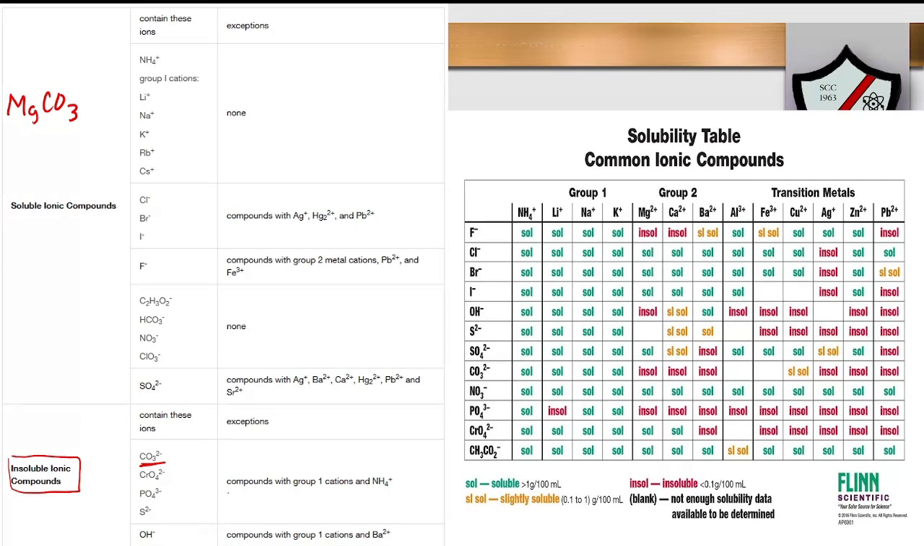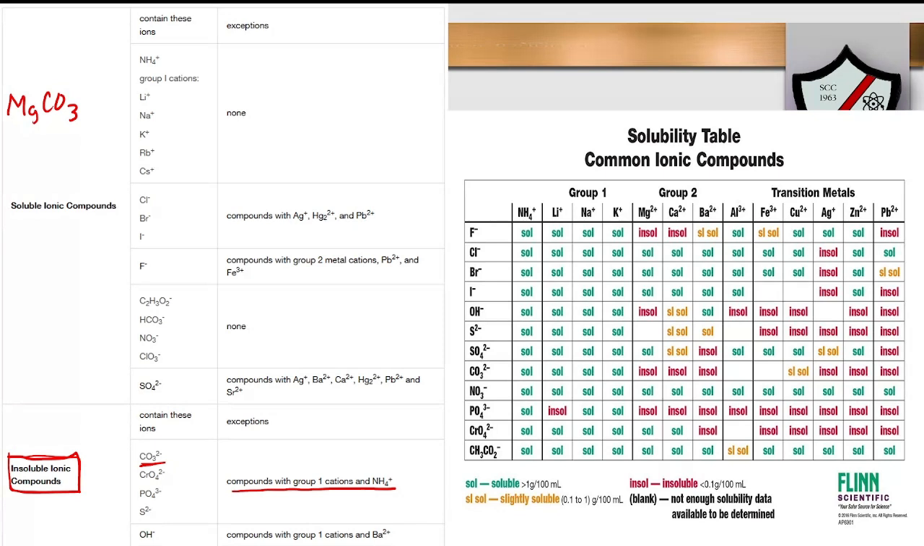The exceptions for the carbonates are compounds with group 1 cations and the ammonium cation. Magnesium is neither of those things. It is a group 2 cation, and it is certainly not ammonium. So that would mean that any compound containing carbonate and magnesium, or magnesium carbonate, is going to be insoluble.